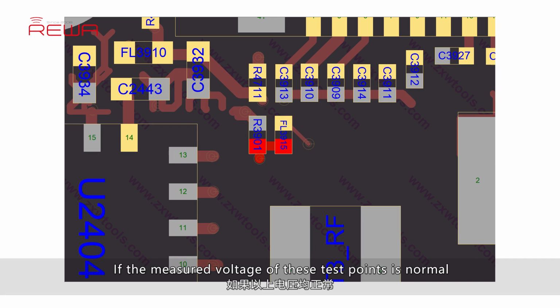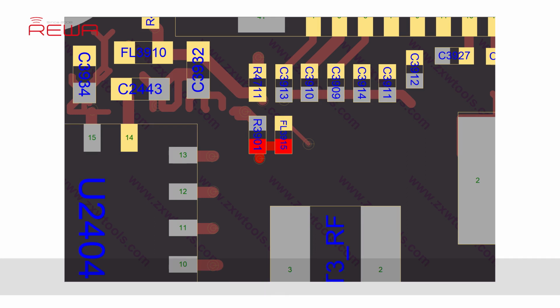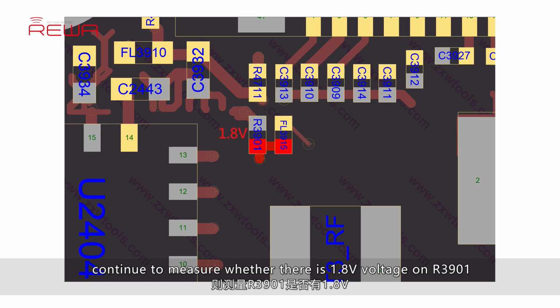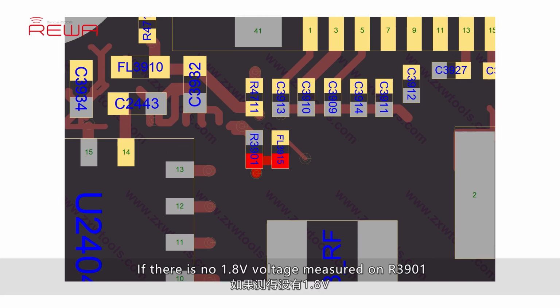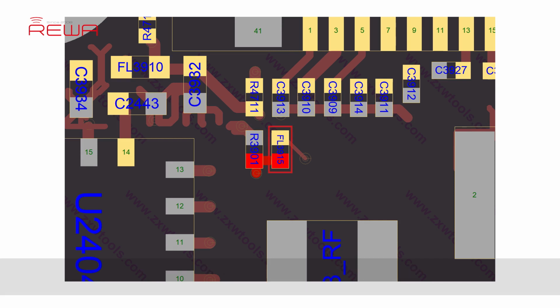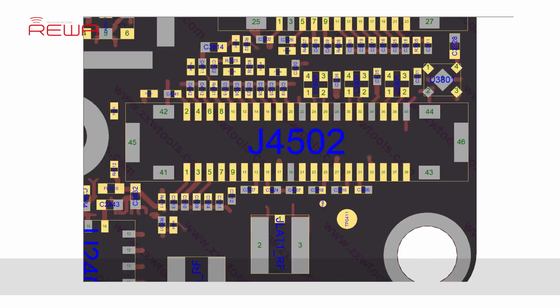If the measured voltage of these test points is normal, continue to measure whether there is 1.8 volts voltage on R3901, so as to confirm whether the reset signal is normal. If there is no 1.8 volts voltage measured on R3901, check the circuit from FL3915 to CPU. If there is 1.8 volts voltage measured on R3901, then we can just replace J4502.